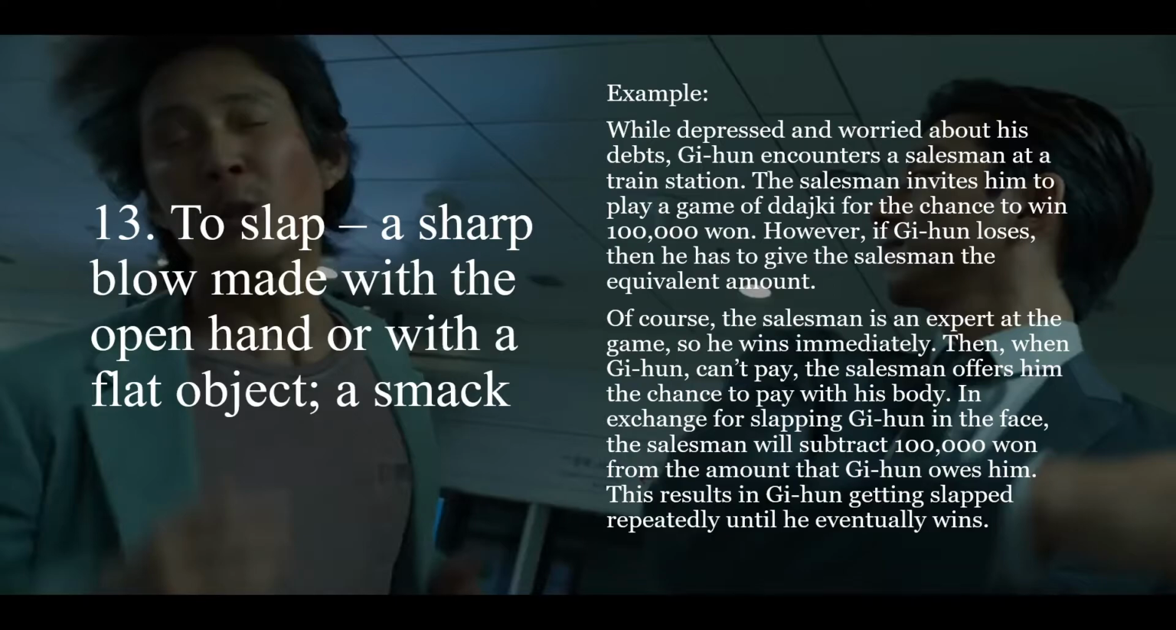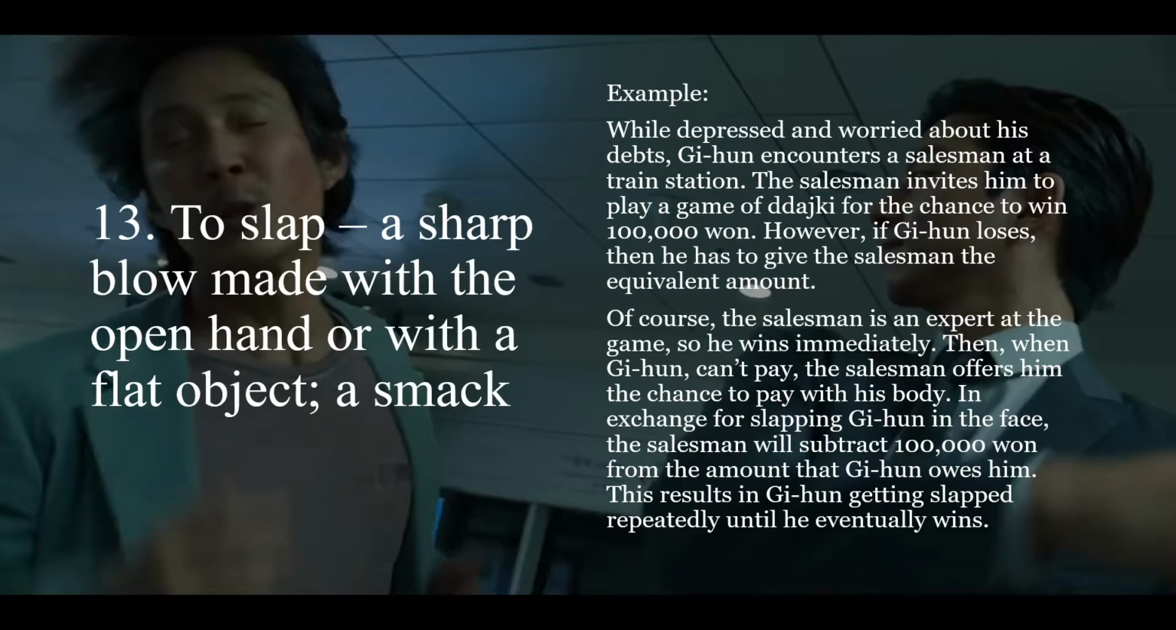Example. While depressed and worried about his debts, Gi-hun encounters a salesman at a train station. The salesman invites him to play a game of ddakji for the chance to win 100,000 won. However, if Gi-hun loses, then he has to give the salesman the equivalent amount. Of course, the salesman is an expert at the game, so he wins immediately. Then, when Gi-hun can't pay, the salesman offers him the chance to pay with his body.